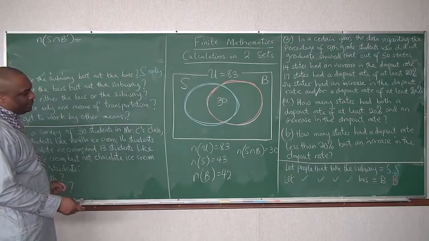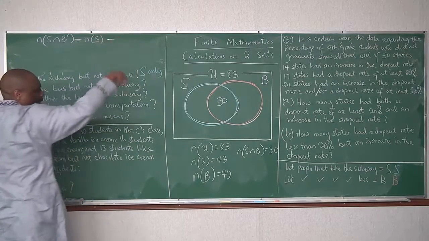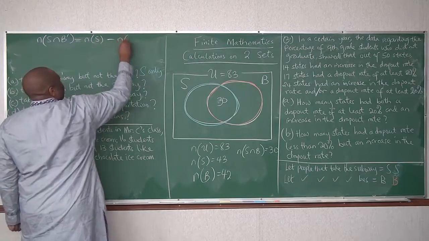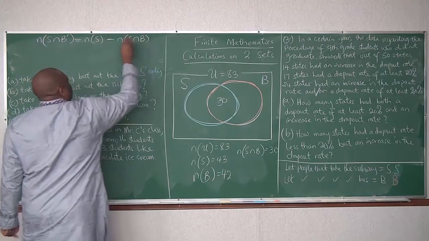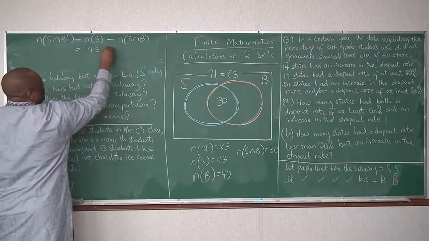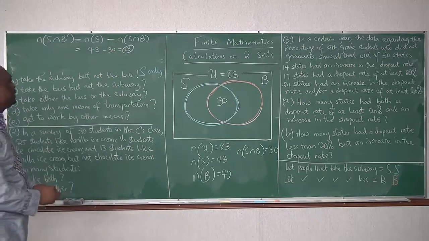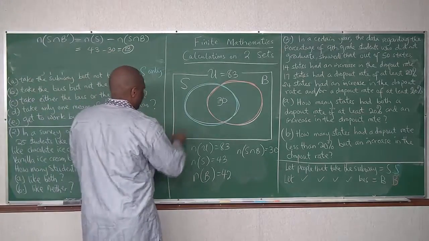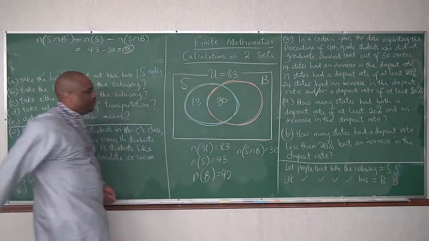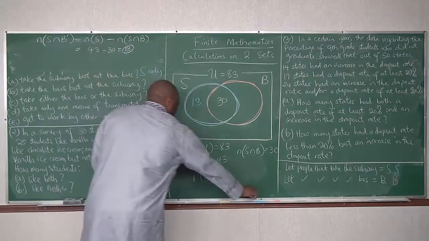Subway intersect bus prime will be cardinality of subway minus cardinality of subway intersect bus. And that will give us 43 minus 30. And that is 13. So we have 13 here for subway only. Right? 13. Subway only.